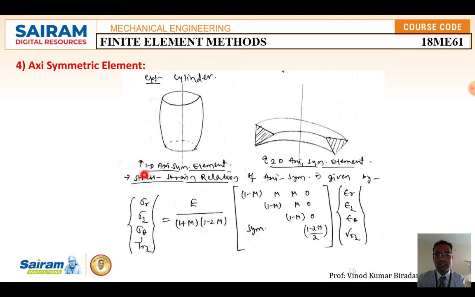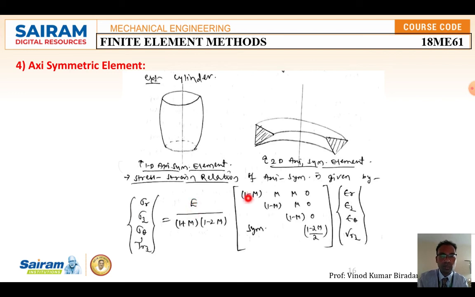Okay, and the stress strain relationship for the axisymmetric element is given by, this is very important, sometimes they may ask you this question: write the stress strain relationship for the axisymmetric problem, and you have to write this. Sigma r, sigma z, sigma theta, tau rz, that is the shear stress along the r and z direction, which is equal to E divided by (1 plus mu)(1 minus 2 mu). Okay, E stands for what? Young's modulus, the material property.